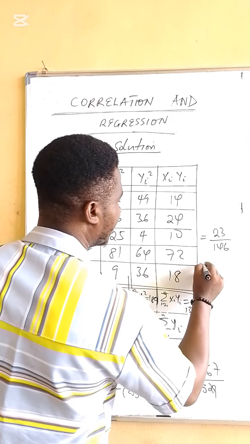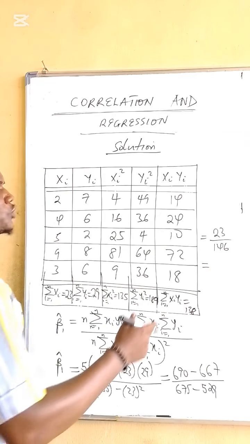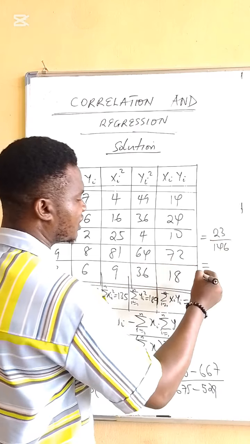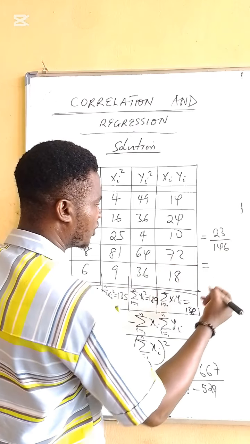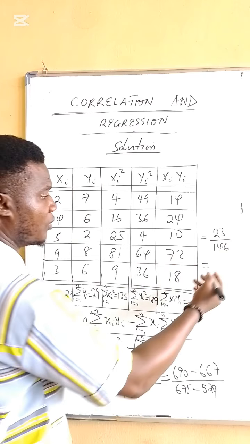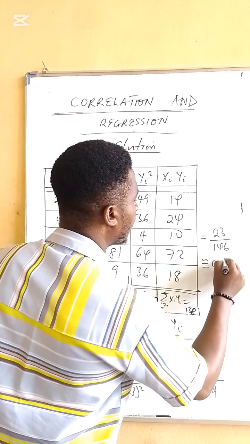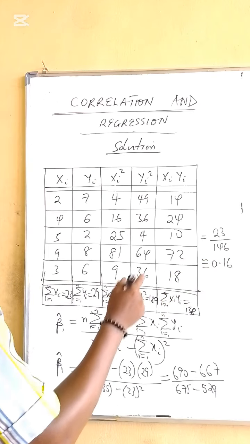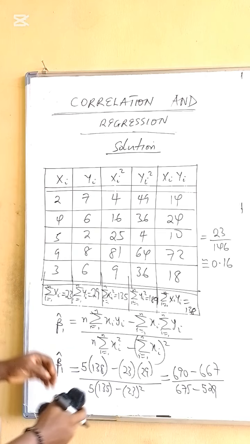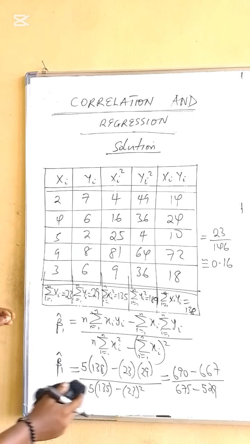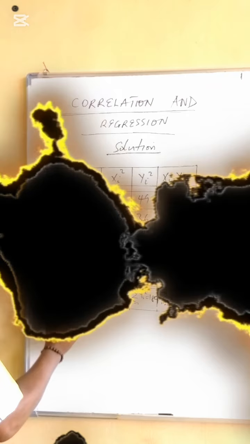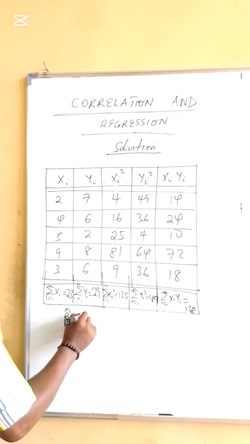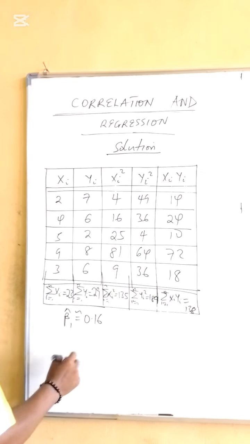146. Now let's divide this. What would 23 divided by 146 give us? 23 divided by 146 will give us the exact value for beta 1 cap. Now what would that give us? 0.16 approximately to 2 decimal places. So this is our beta 1 cap. Now let's move over to getting beta naught cap. So now we have beta 1 cap to be 0.16 approximately.